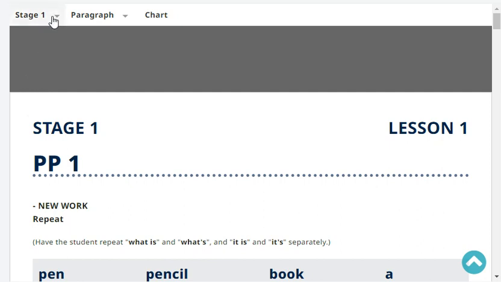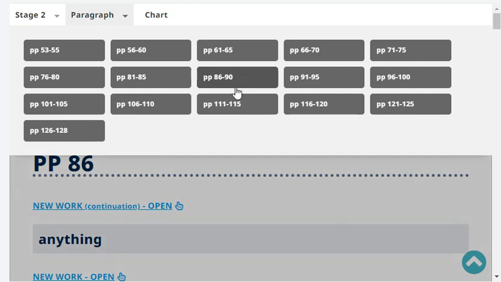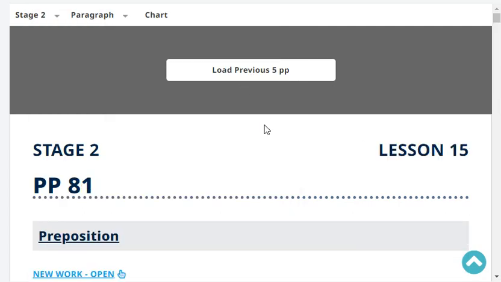Stage 2, paragraph page 88. Okay, and our last head word was "front". New work type of lesson. Okay, let's start with revision. Ready?